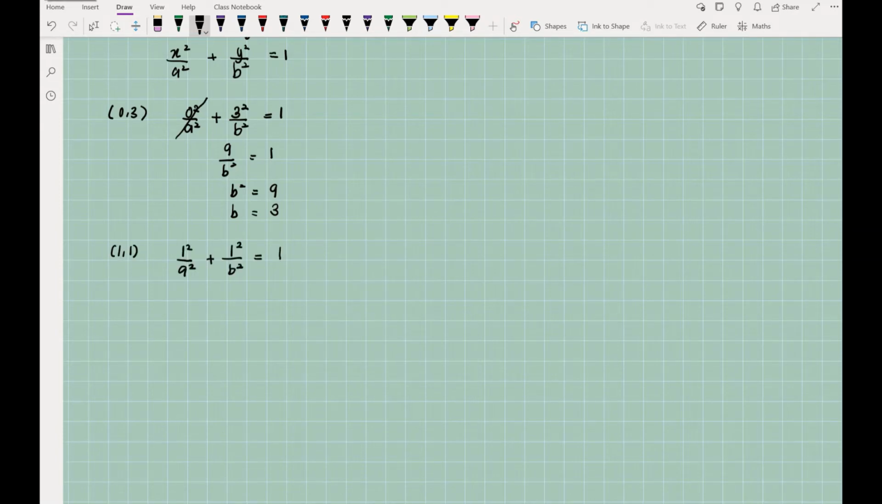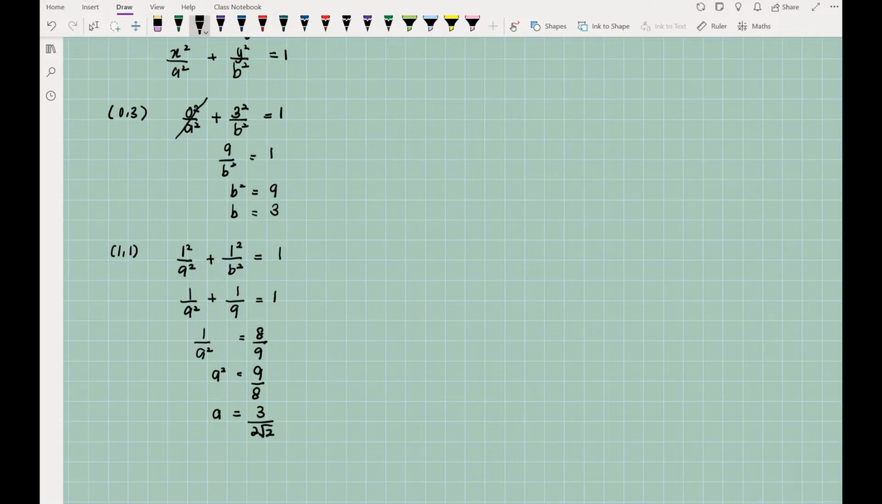So, the equation becomes like this. When I substitute x equals 1, y equals 1, using the value of b just now, I'm going to have 1 over a square plus 1 over 9 is equal to 1. So, that will become 1 over a square is equal to 1 minus 1 over 9, that gives me 8 over 9. So to find a square, I will just take 1 over 8 over 9. That will become 9 over 8. Hence, my a is equal to 3 over 2√2.